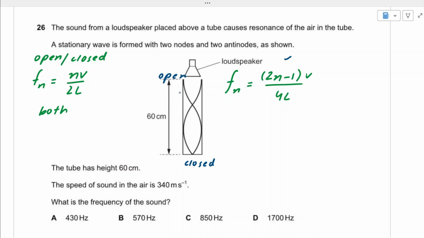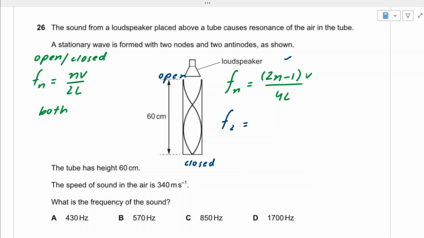This is the second harmonic, because the first harmonic looks something like this. For this case, the first harmonic looks something like this. We have only one node in the first harmonic of this case. How many nodes do we have? 2. So this is the second harmonic.